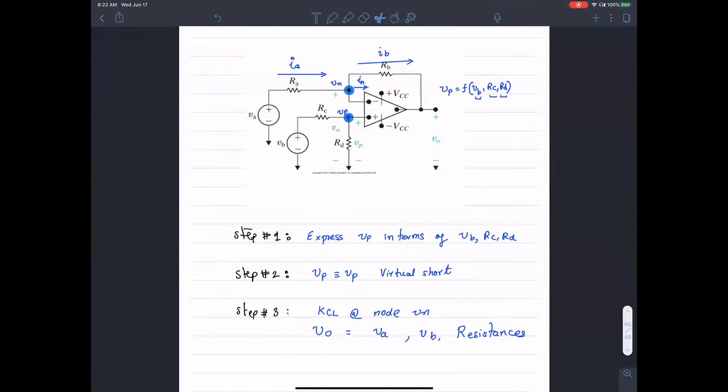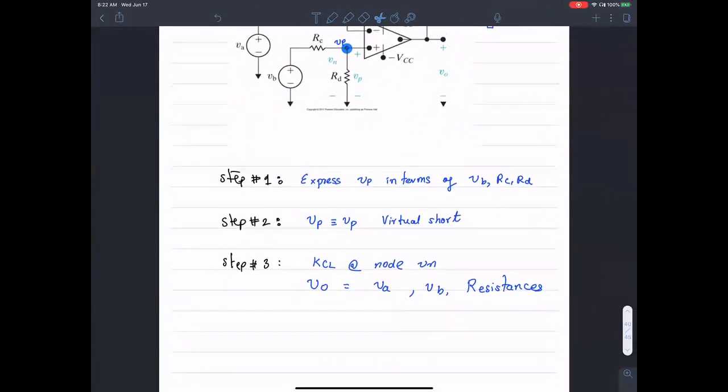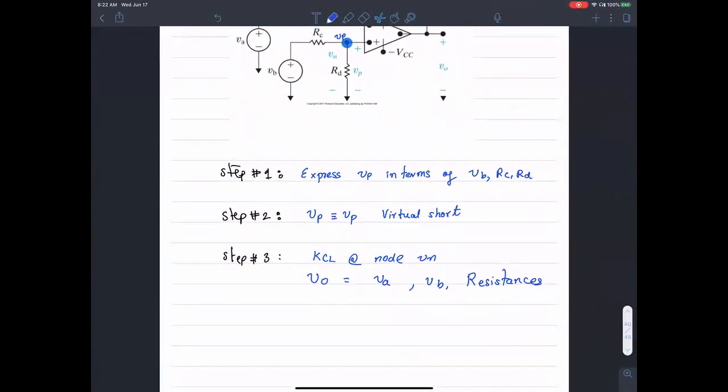All right, let's continue. Let's start with step number 1. How do we know the value of Vp in terms of Vb, Rc, and Rd?